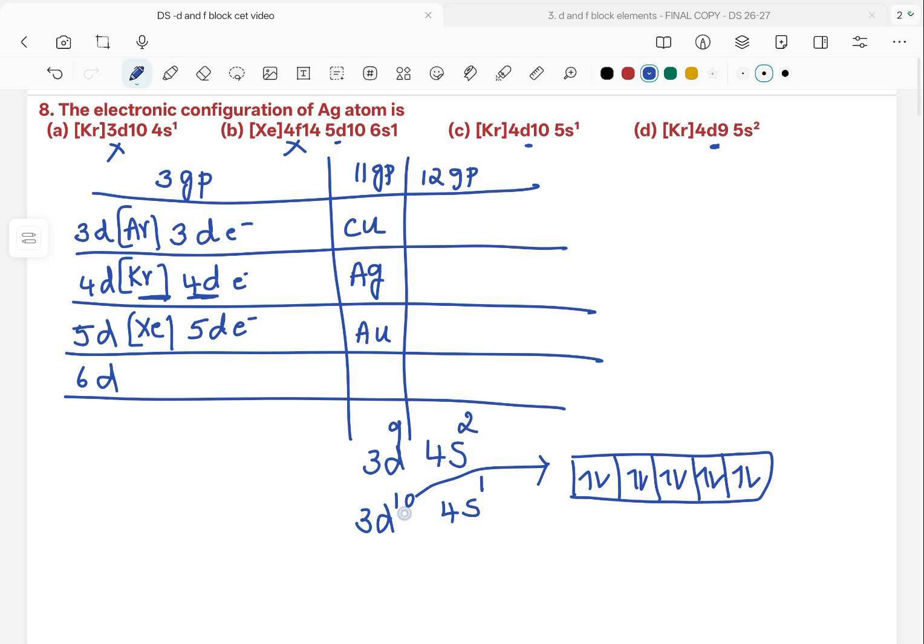In order to possess that extra stability, the configuration changes from 3D9 4s2 to 3D10 4s1, whereas silver from 4D9 5s2 jumps to 4D10 5s1 configuration, followed by krypton configuration. Therefore, our answer should be C option, where krypton followed by 4D10 5s1 configuration.